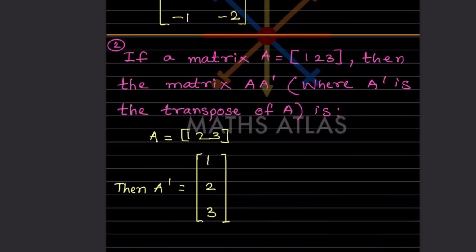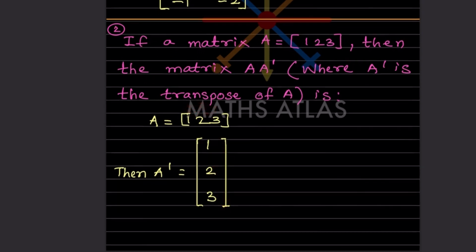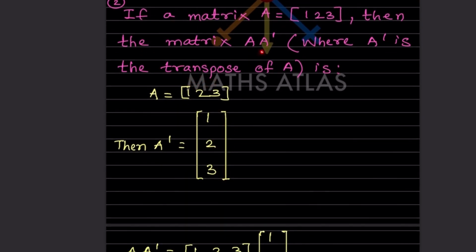Now it's given here, if a matrix A is this and the matrix A dash, where A dash is the transpose of A, what will be the answer? So let us start with this A matrix. A dash is going to be here, 1, 2 and 3 we are going to write in a vertical way. So now we want A dash. A is here, so we'll write the same A over here.